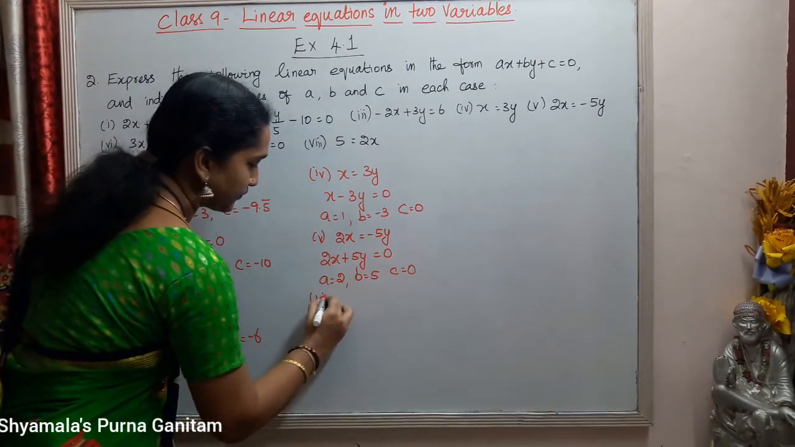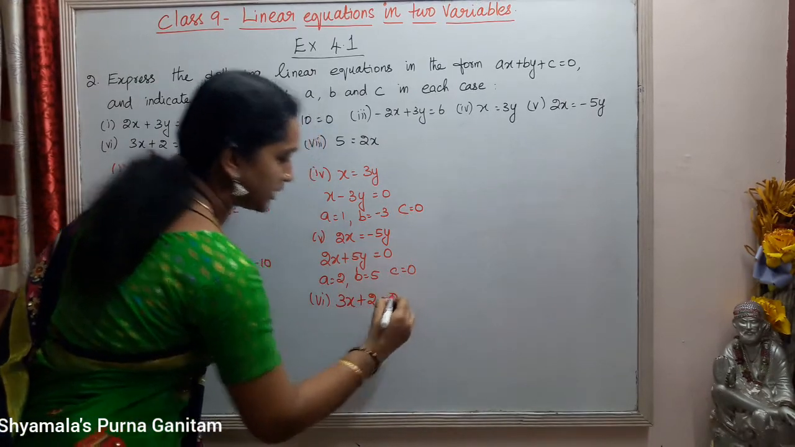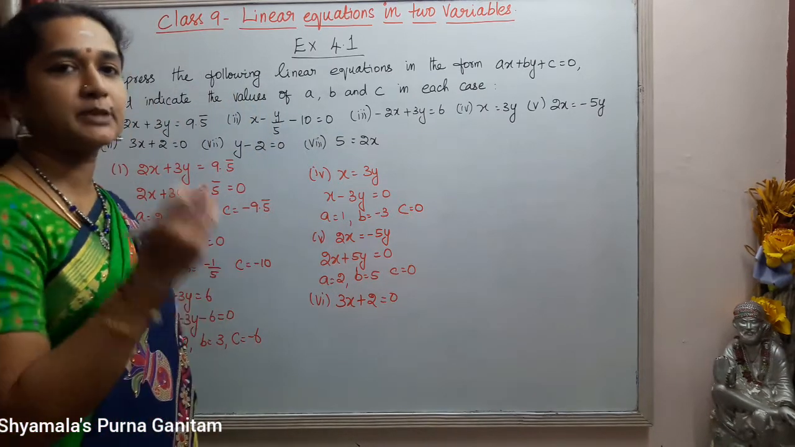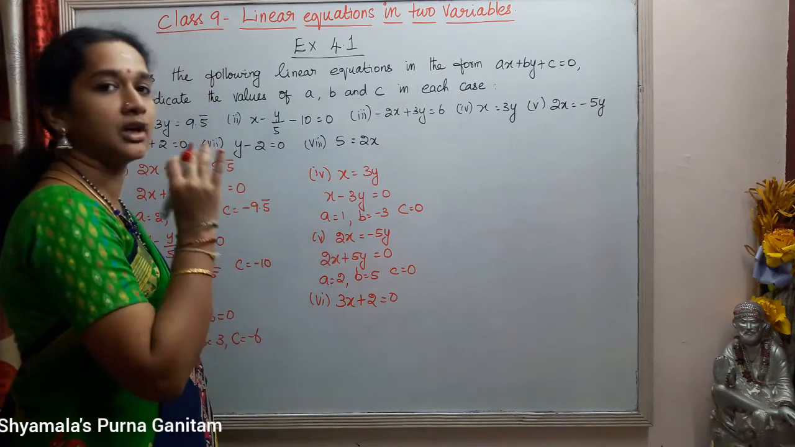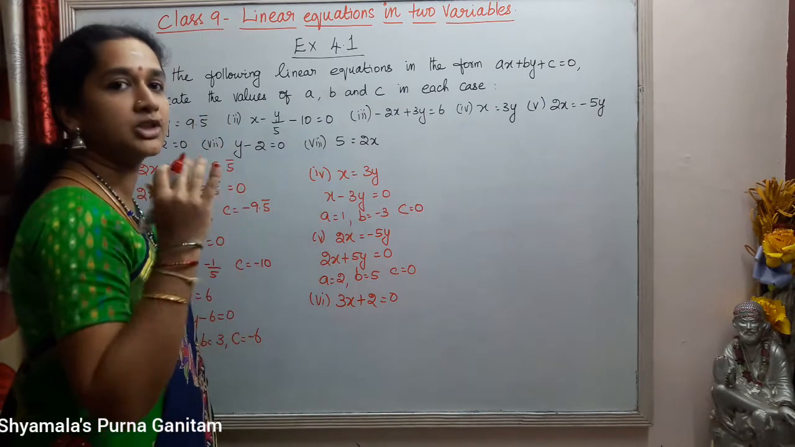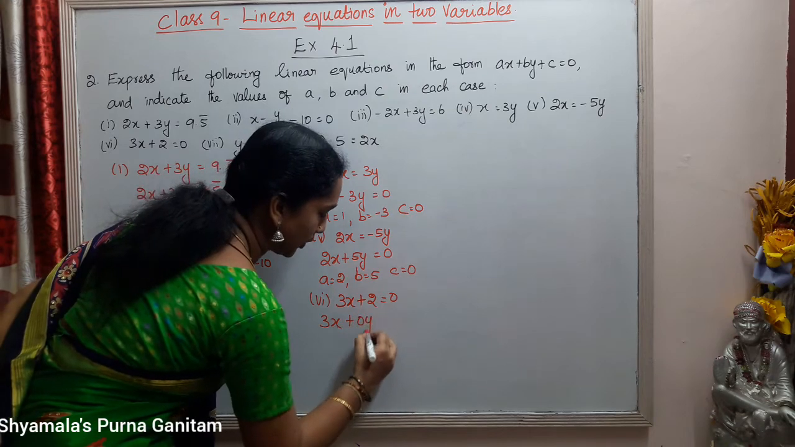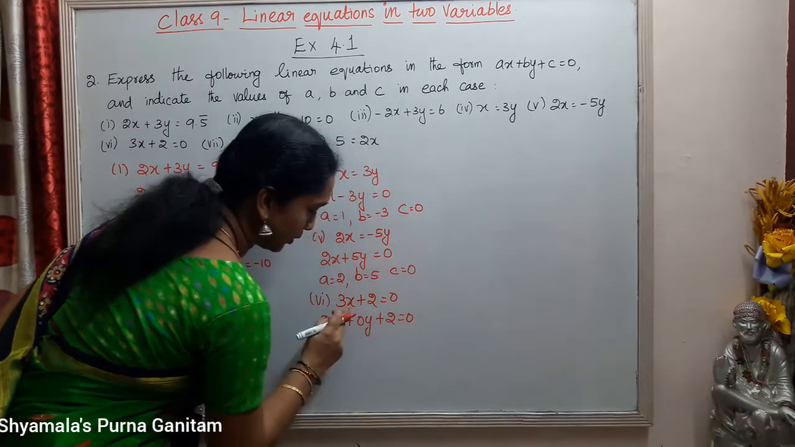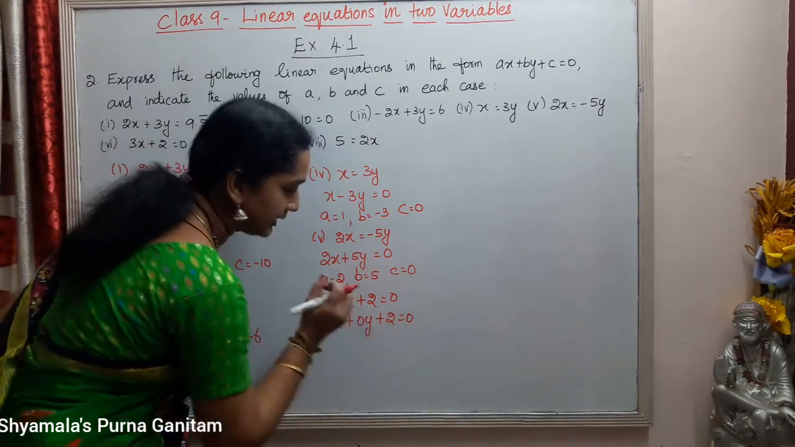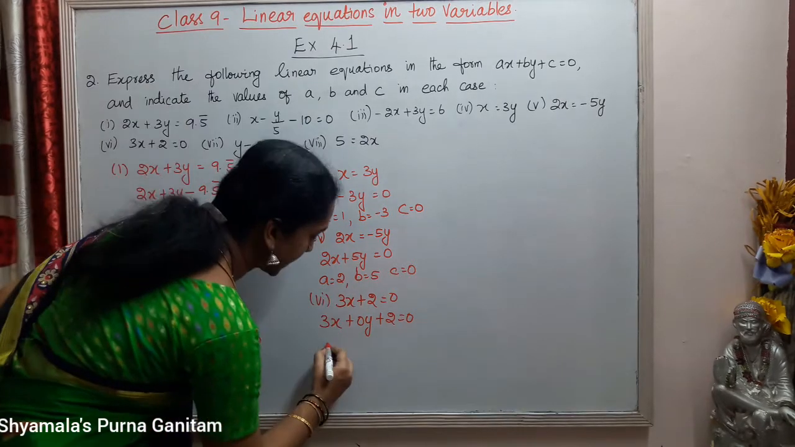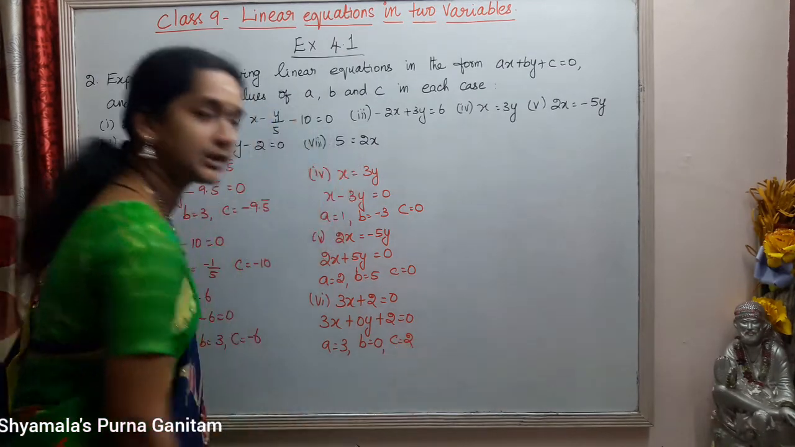Sixth one is 3x plus 2 is equal to 0. Okay, so the general form is ax plus by plus c is equal to 0. Here there is no y value, so b value is not given. So if we want, we can write it like this: 3x plus 0y plus 2 is equal to 0. Instead of y, there is no value given in the question, so we can write 0 here. If you want, you can write it like this or else directly you can do. So a value is 3, b value is 0 and c value is 2.